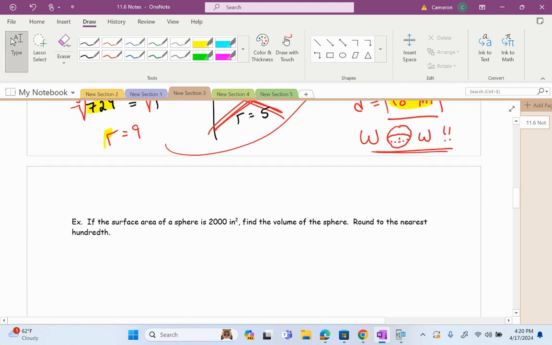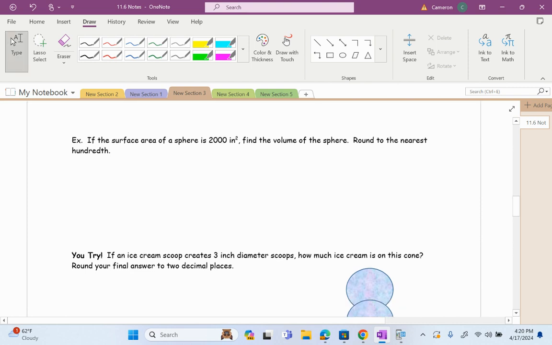Okay. Next one. If the surface area of a sphere is 2,000 inches squared, okay, so notice it's not 2,000 pi, it's just 2,000. So it's going to be a little bit more work than the other one. If the surface area is 2,000 square inches, find the volume of the sphere. So this is one of those problems where we have to work with both formulas in order to help each other out. We're given surface area, we need volume.